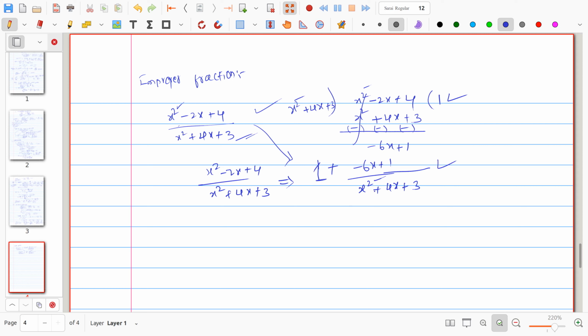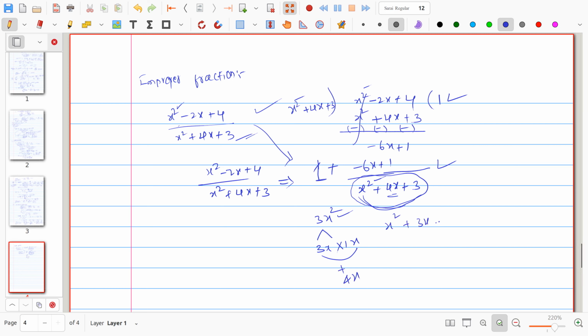So 3 into x square is 3x square. When solving this term, 4x has to come. 3x into 1x is 4x square, 3x into 1x square is 3x square. When we are multiplying this, we will get 3x square, and when we are adding this, we will get 4x. Then x square plus 3x plus 1x plus 3.